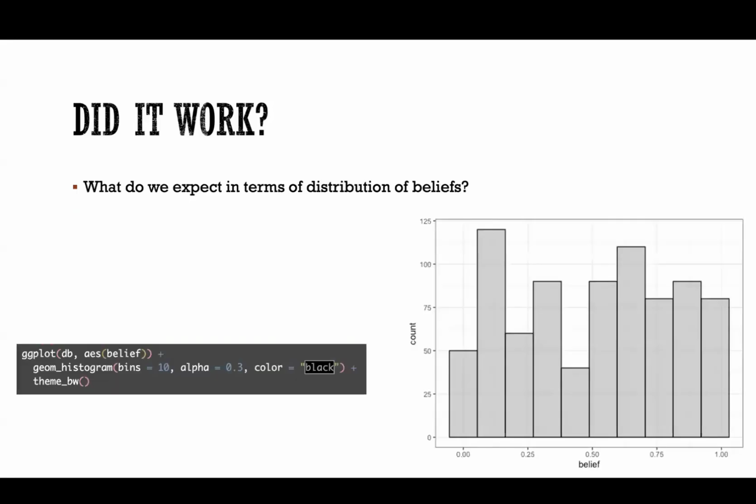All right. So we look at the distribution of beliefs across all of these possibilities, and we get something that's roughly flat, right? We didn't run 1 million trials, so it's not going to be perfectly flat, but it's going to be roughly flat.